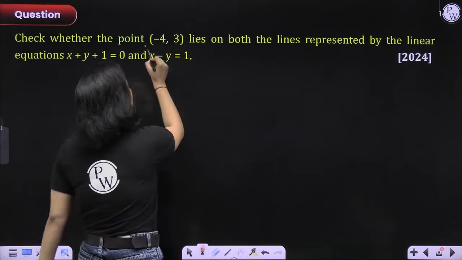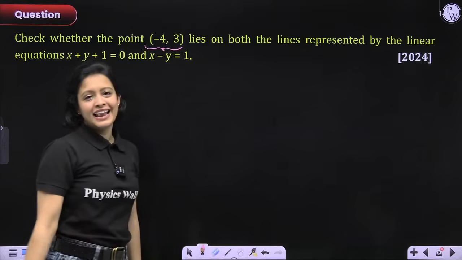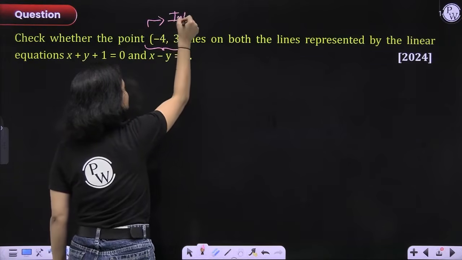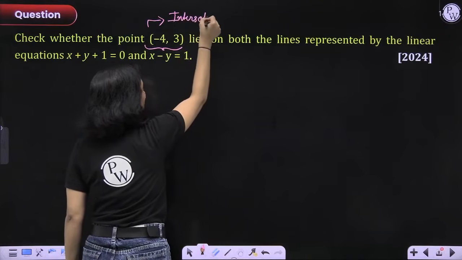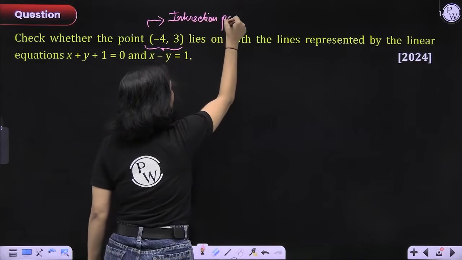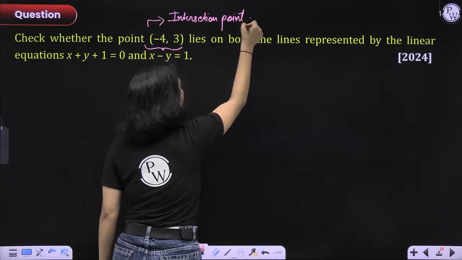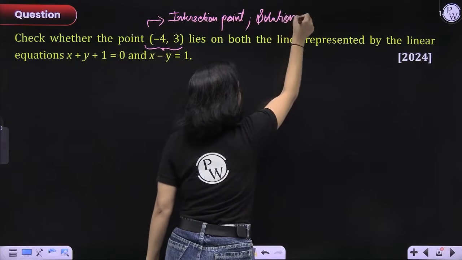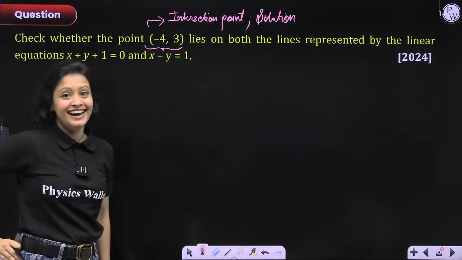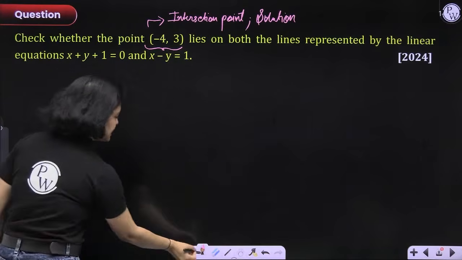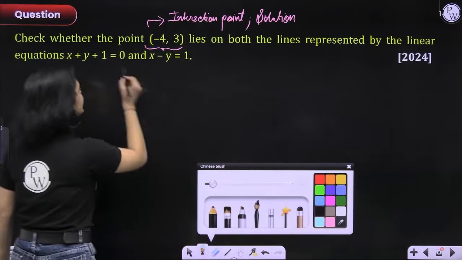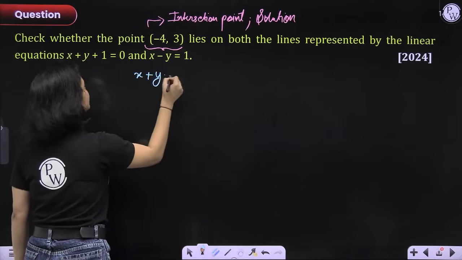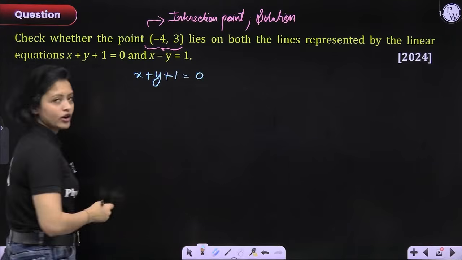Now, when will this point lie on both the lines? When it is the intersecting point, the intersection point basically, right? Or the point where both the lines are intersecting, or when this is the solution of both the equations. So let us take the equations individually and put x and y and check whether LHS and RHS is coming out to be 0 or not, right?